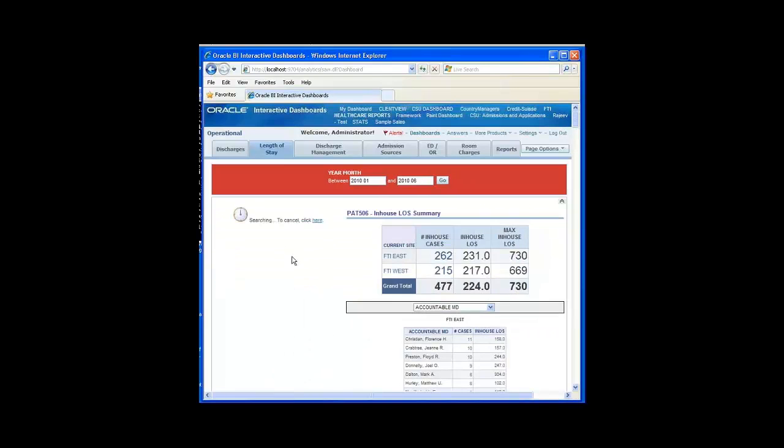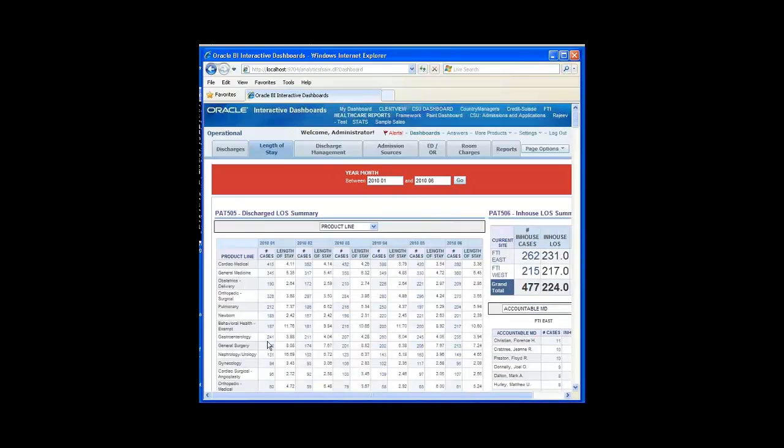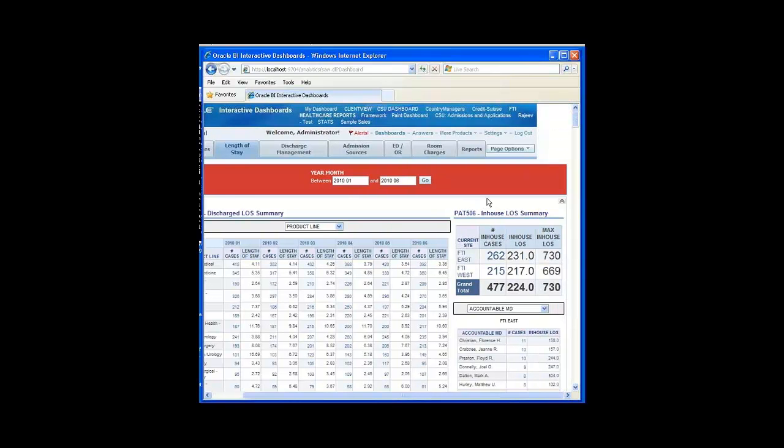You also have flexibility in terms of looking at it by product line. So how many cardiac medical patients did I have in January of 2010, and what is that relative to the rest of the year, and how has the length of stay been moving on a monthly basis in terms of that product line. Now over to the right, we take a little different view of the information.